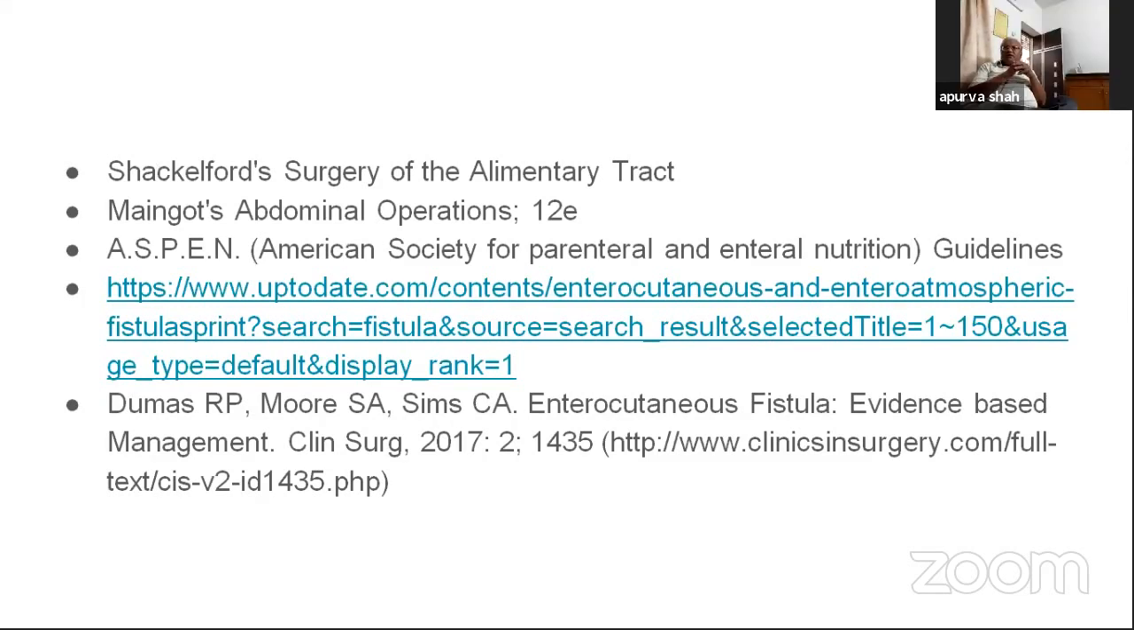Yes. So for the sake of PG students, I will just enlighten the students on the nutritional management of this entero-cutaneous fistula. This is based on the recent guidelines of the American Society of Parenteral and Enteral Nutrition, published in 2017, that at the time of admission or just before the surgery, we can do the screening and assessment of this patient, especially for the output.